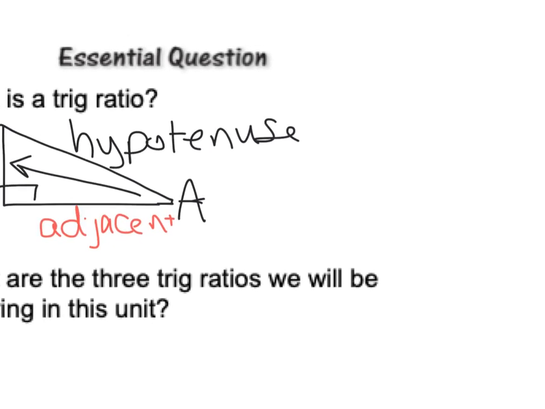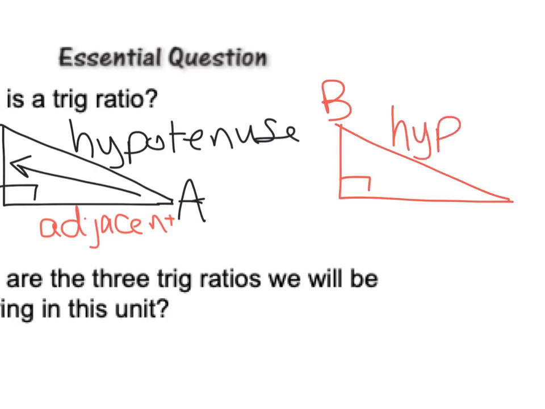So let's look at another example here. If we have the same basic triangle as we had there on the left, and we have angle B up here, this is still the hypotenuse because it's across from the right angle. In this case, this side would be the opposite side, and this side right here would be adjacent to it.